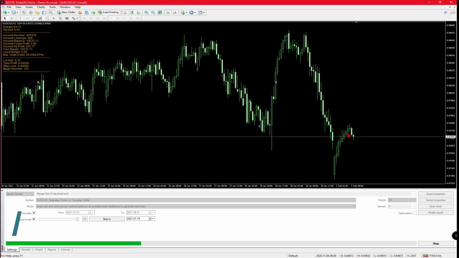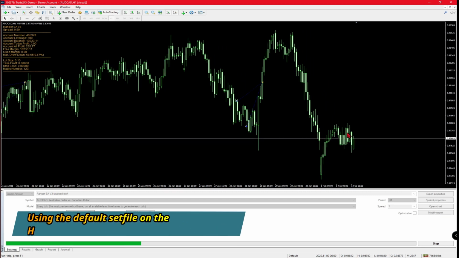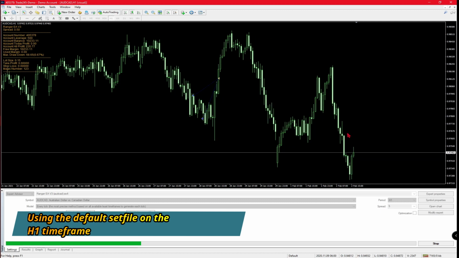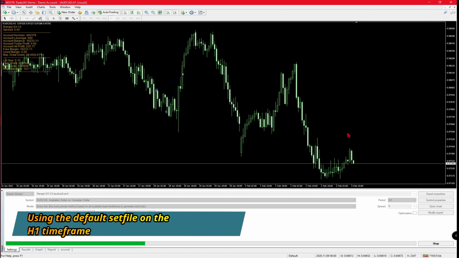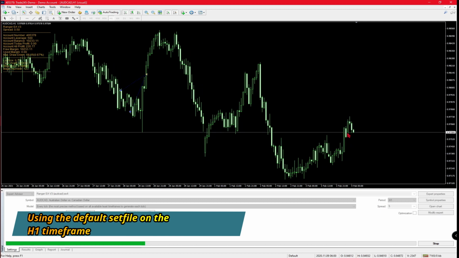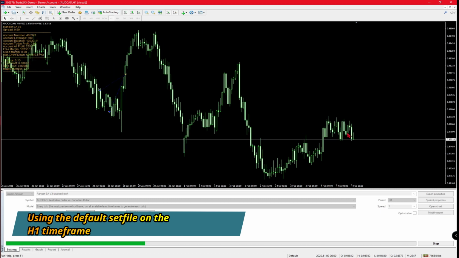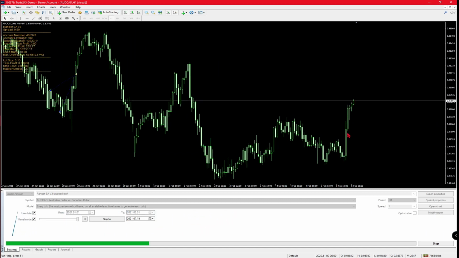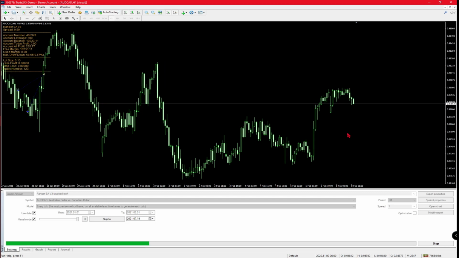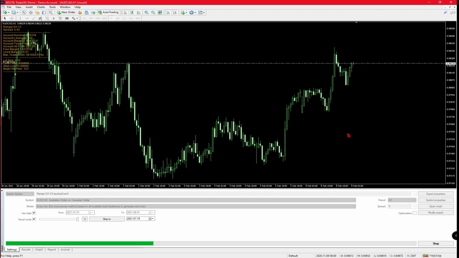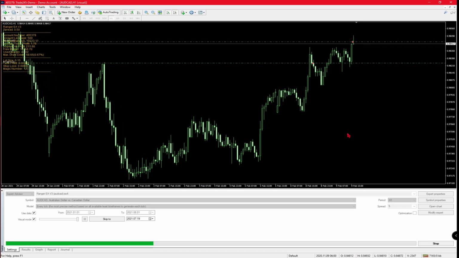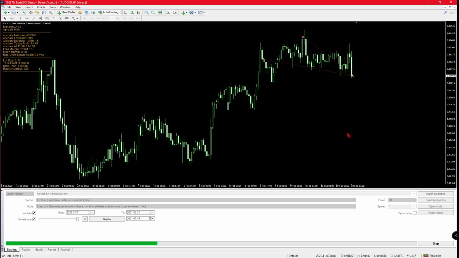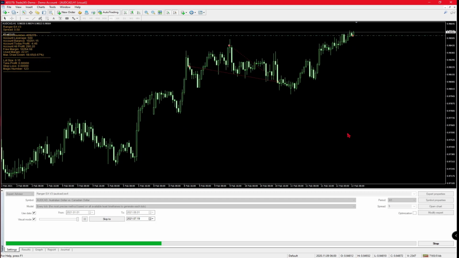So right now in the background you can see that there is a backtest going on, and this backtest uses the Ranger AUDCAD on the 1 hour time frame. This is also using the default Setfile, and I will show you the results of this backtest and then we'll move on to the results using the Setfile that I have created.